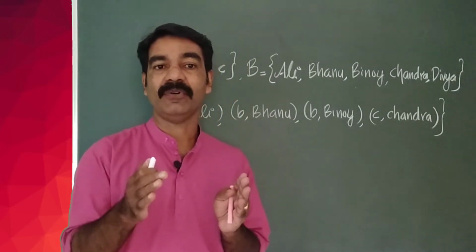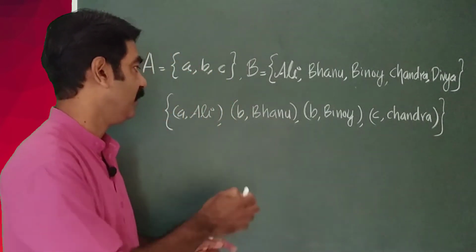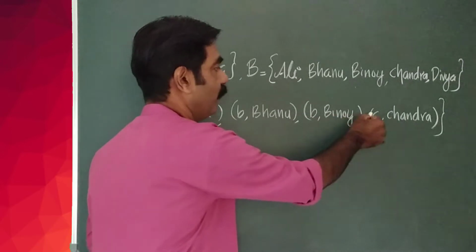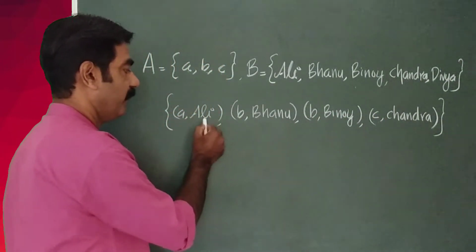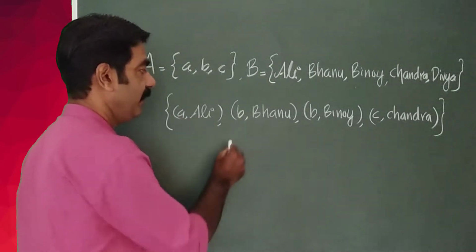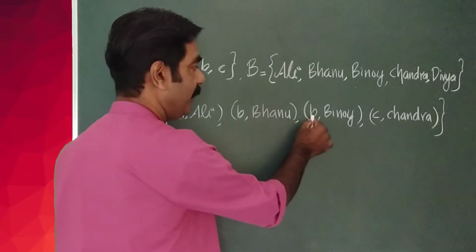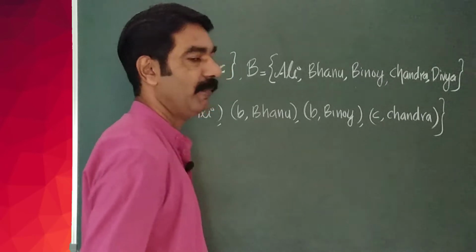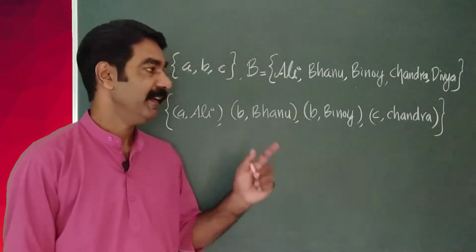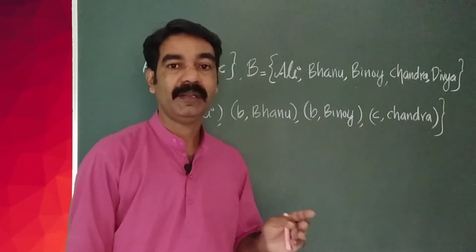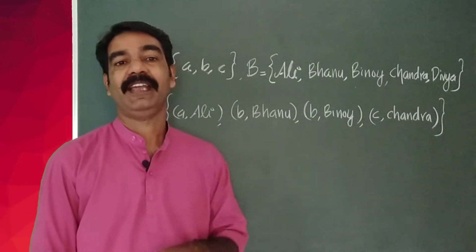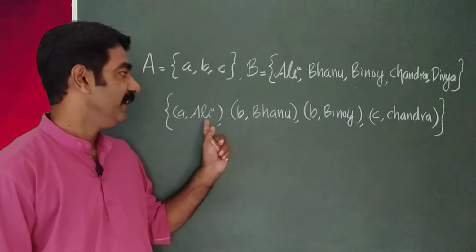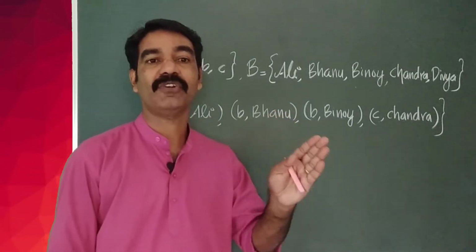From these 15 ordered pairs, see, I select 1, 2, 3, 4 ordered pairs. Okay, you see, A Ali ordered pair, A comma Ali, B comma Banu, B comma Binoy and what? C comma Chandra. That means these are ordered pairs from what? A cross B. Or this is a subset of A cross B.